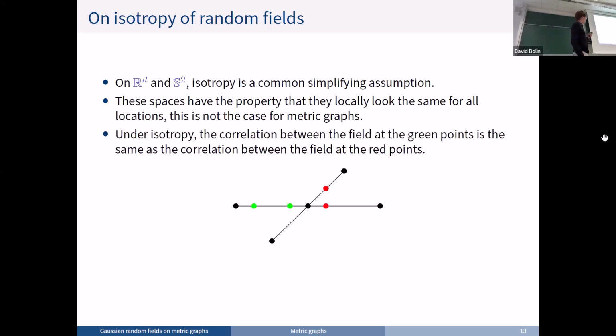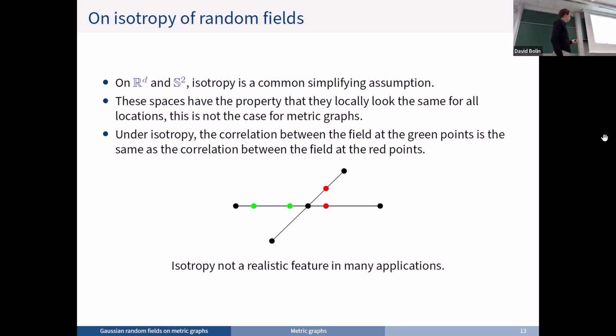So for instance, if you assume isotropy, the correlation between these two green points will be the same as the correlation between the field at these two red points. But you can imagine that the process might behave very differently if you think of this as rivers or something. If you measure correlation along the same river segments, that should be higher than if you take two locations at different forks of a river. So I would argue that isotropy is actually often not a realistic assumption in many applications in this case.